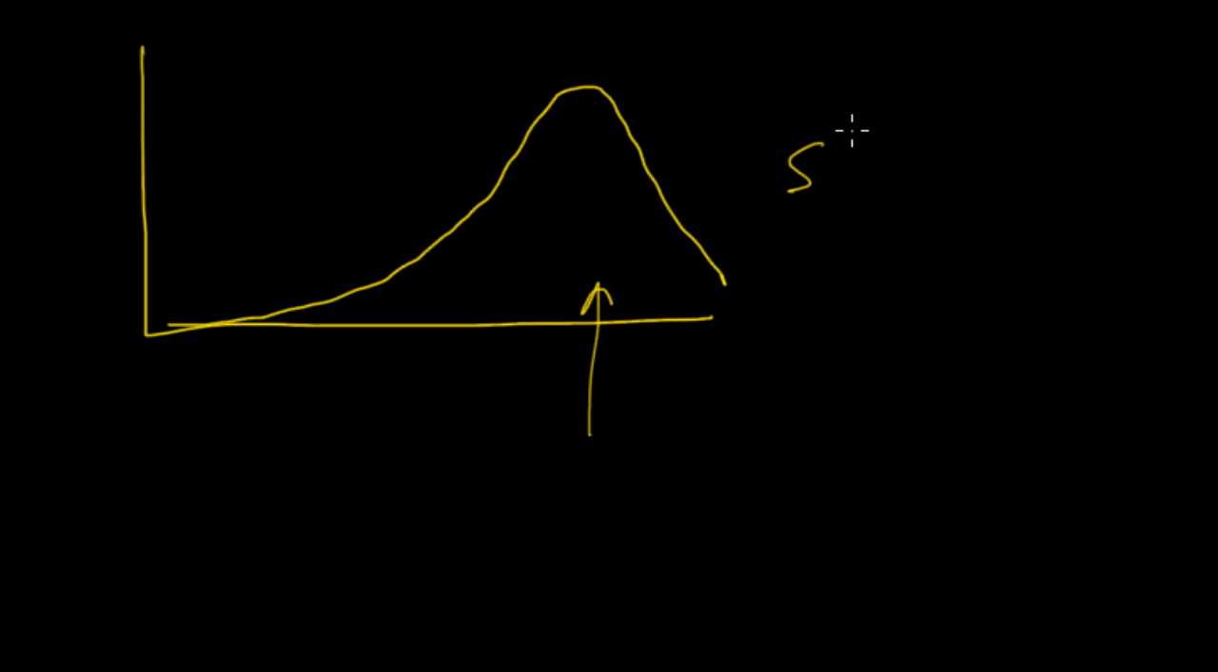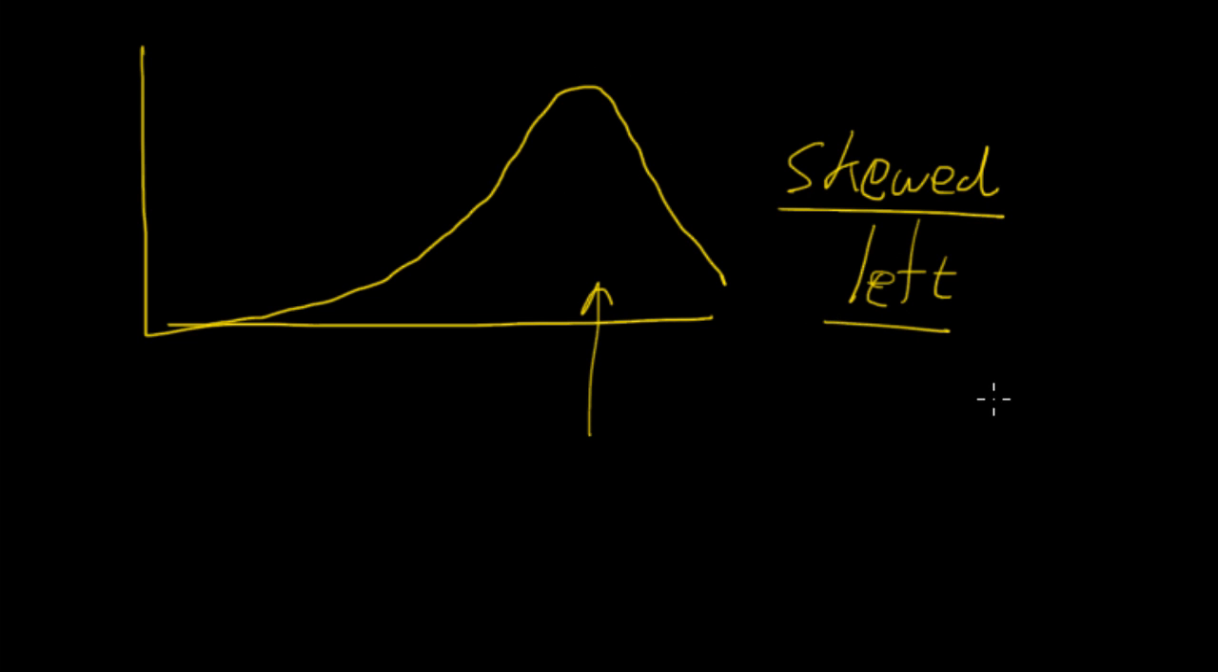We call this skewed. If it's the opposite, if most of the data is in the right side, this is what we call skewed left. That's interesting though, right? But that's how we call it. Most of the data points in the right side, then we call that skewed left.